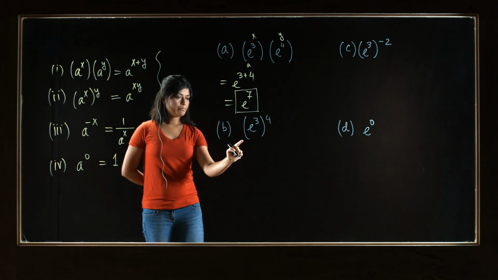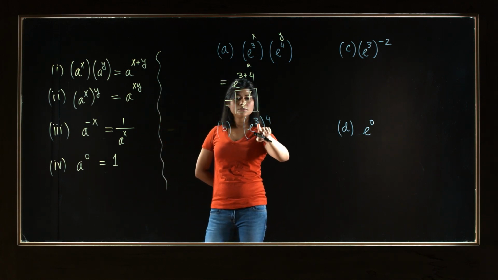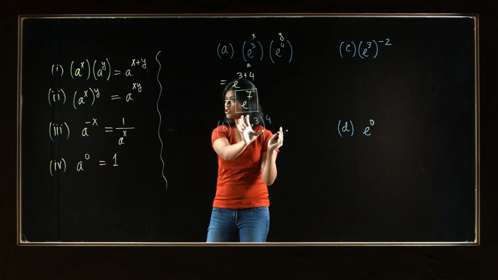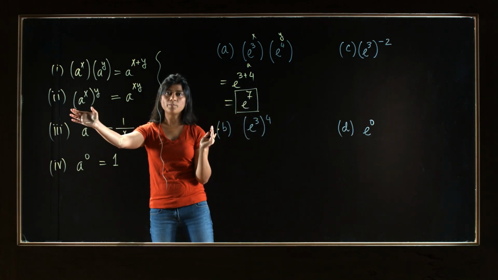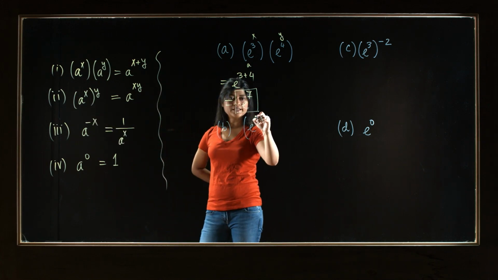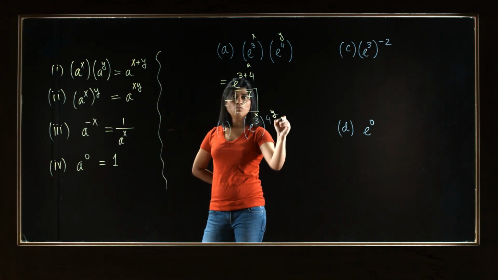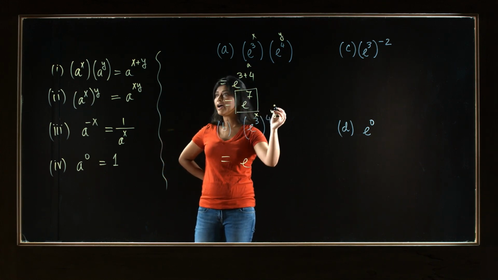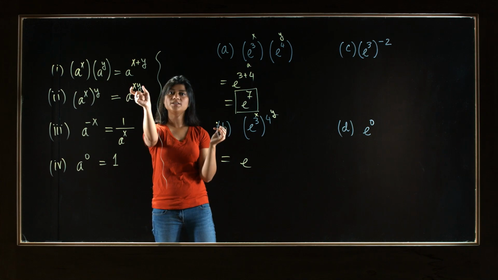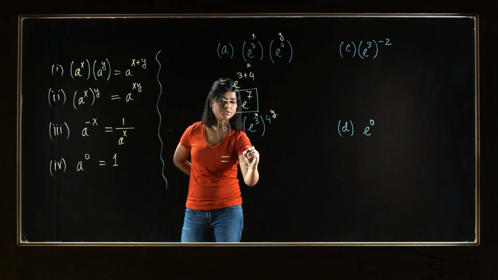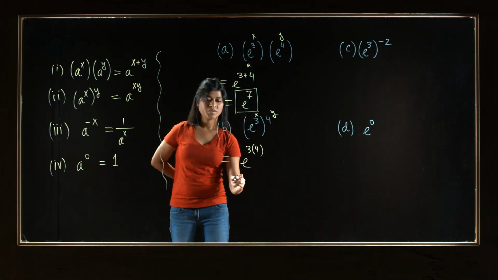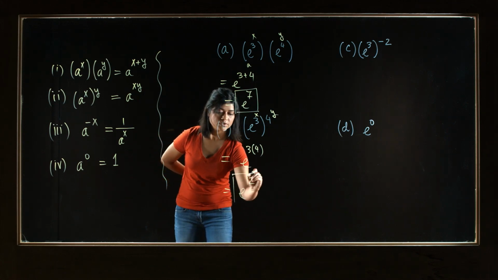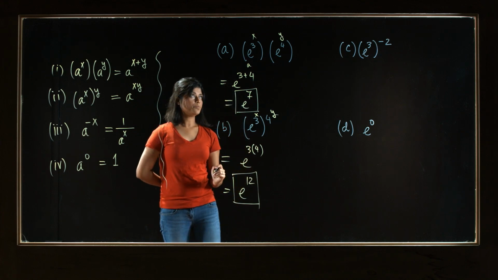Okay, for part B, we have e to the power 3 and the whole thing raised to the power 4. So this looks like the left hand side of property 2, where 3 is like your x, 4 is like y. So we simplify that as e to the power, look what we have here, we just multiply the two numbers. So this is 3 times 4, and that is e to the 12. That's the answer for part B.